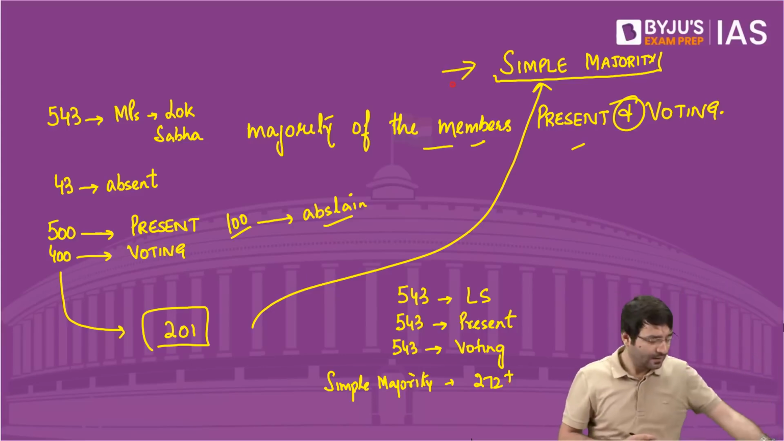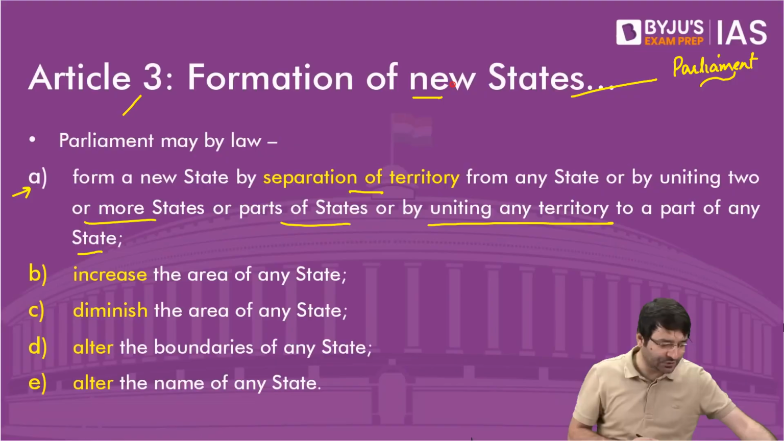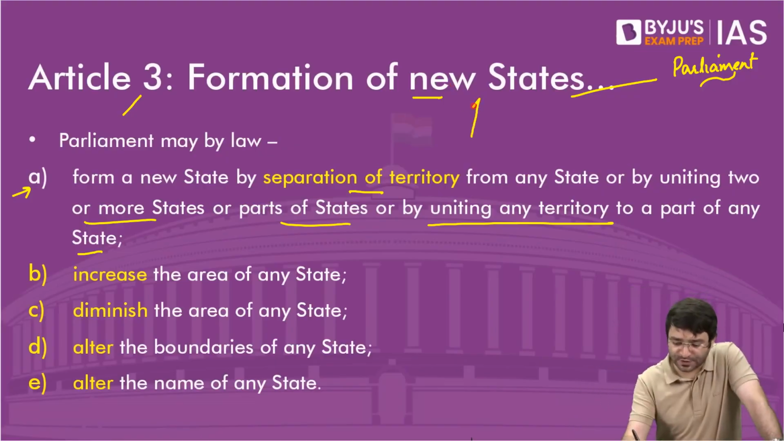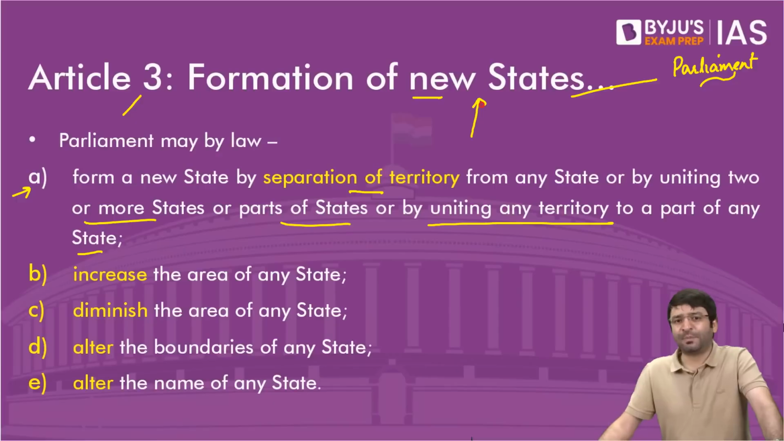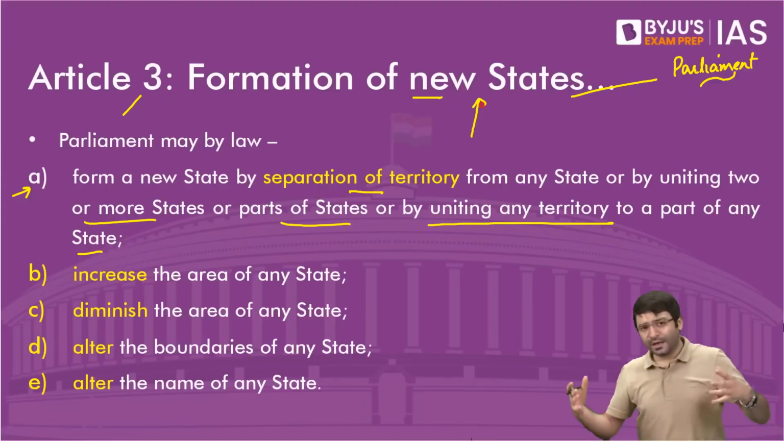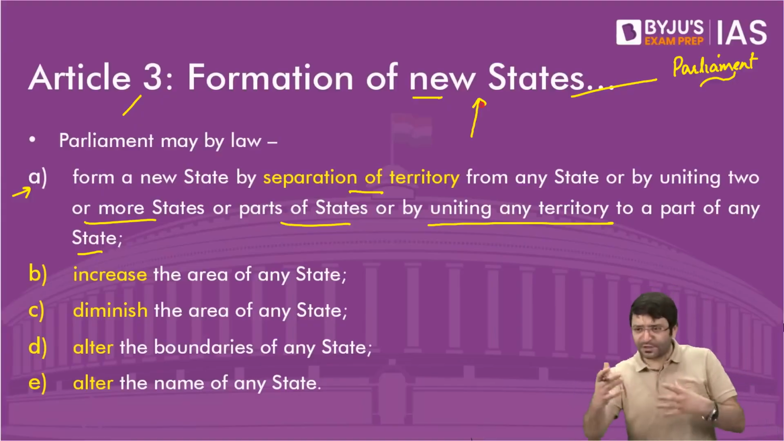Clear? Which means Article 3 of the Constitution says formation of new states. What Parliament can do, it can pass a law. And through this law, it can form a new state by merging two or more states.